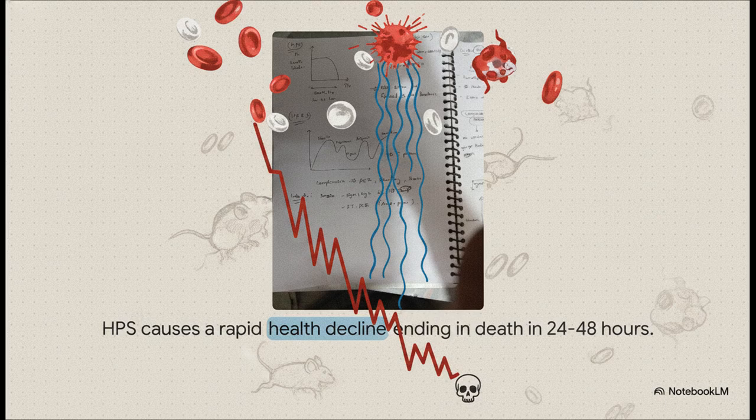Once that plasma fluid starts leaking into the lungs, it causes severe pulmonary edema and shock. The patient's health declines so rapidly that it can literally lead to death in just 24 to 48 hours. As the notes put it so bluntly, there is no time to spread.